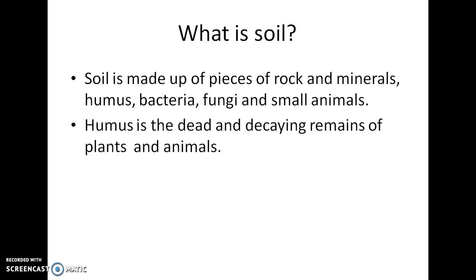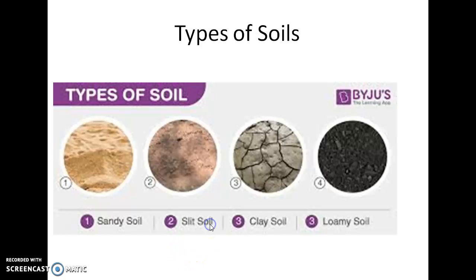So what is humus? Humus is the dead and decaying remains of plants and animals. Now, here I've just given you this picture in the slide to show you the main classes of soil, or the types of soil. The first one is sandy soil. The second one is silt soil. It's not slit, it is silt soil, S-I-L-T. The third is clay soil. You can see there are lots of cracks in this. And the fourth one is loamy soil.